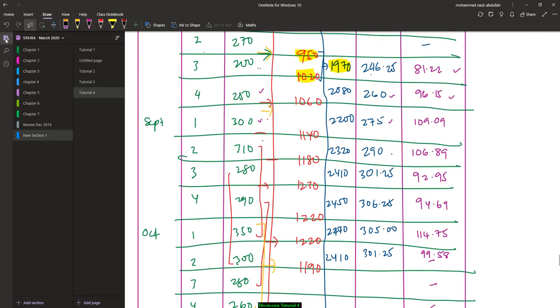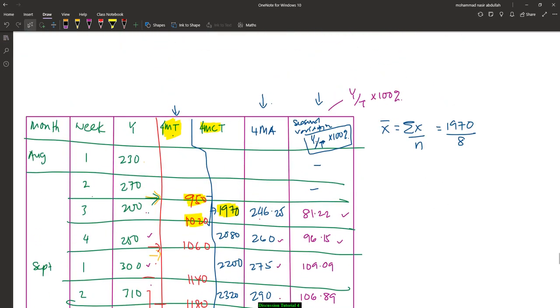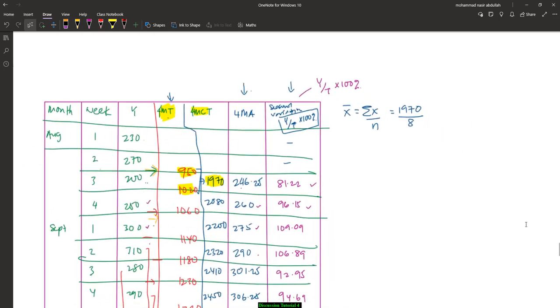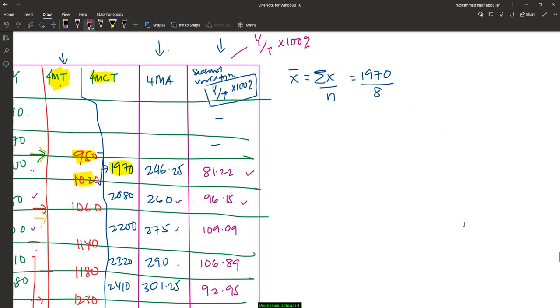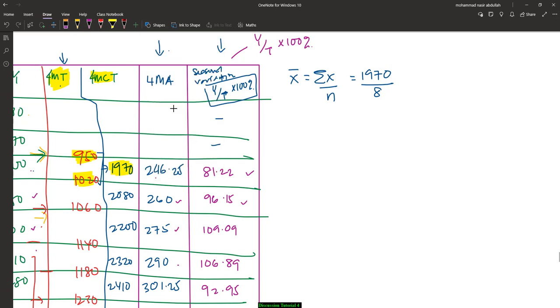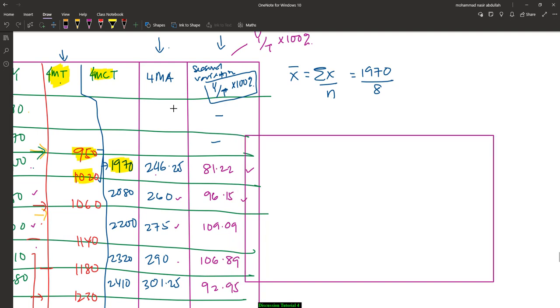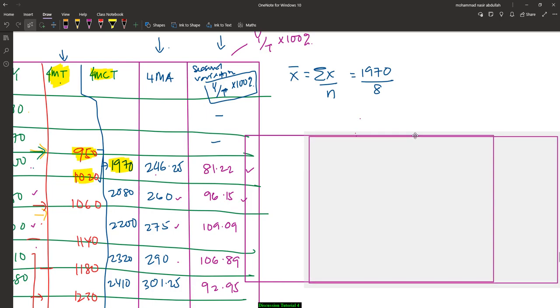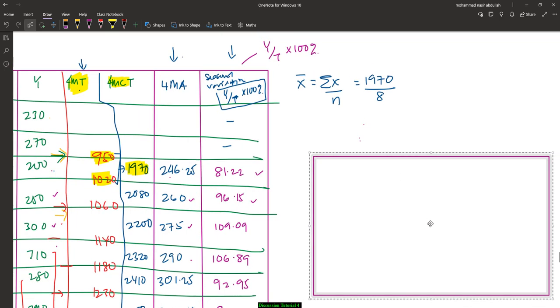Okay, next step. Since it says find the seasonal index, not seasonal variation, we're not finished yet. Right? The next step is we need to create a table. Let's say I create a table. Oh, it's stubborn, it won't go. Wait. Put it aside.